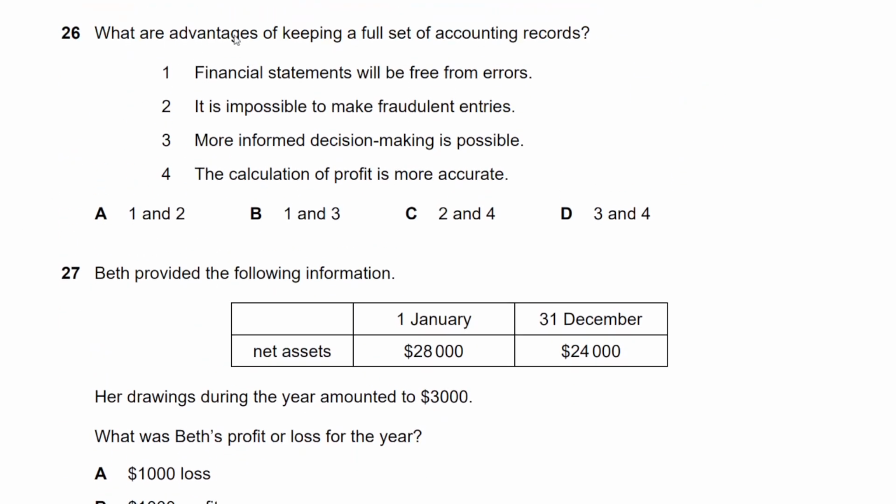26. What are the advantages of keeping a full set of accounting records? All right, financial statements will be free from errors.